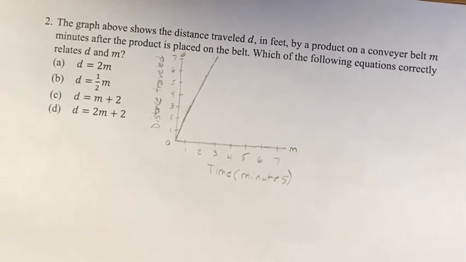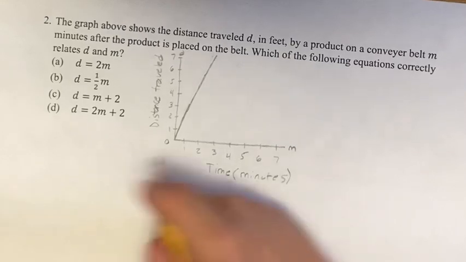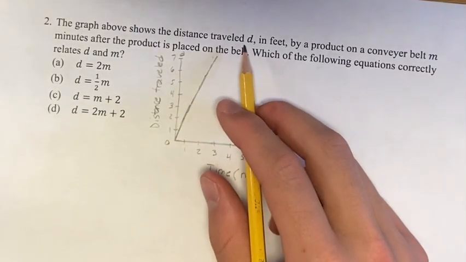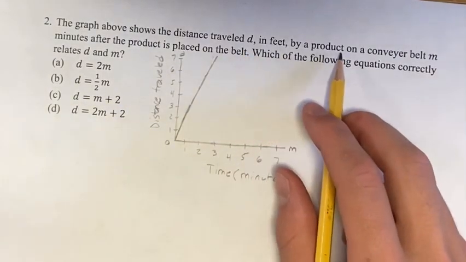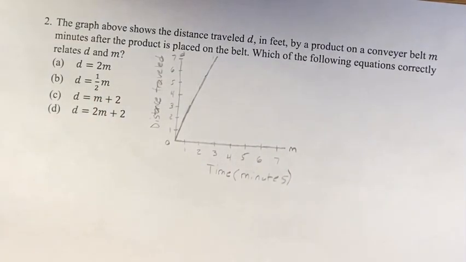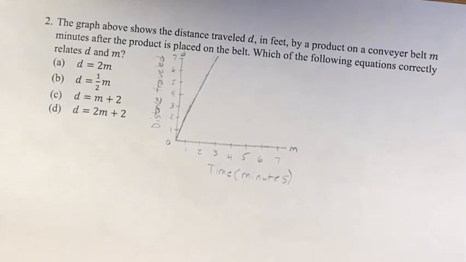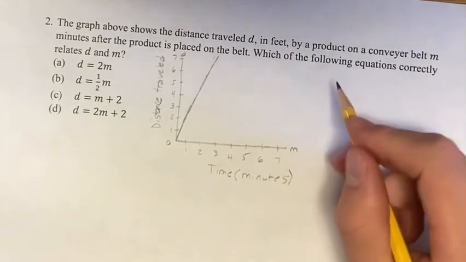In this problem, we are told that the graph shows the distance traveled, d in feet, by a product on a conveyor belt m minutes after the product has been placed on the belt. We're asked to find the equation that relates d and m. So to find the equation of this line, we can use slope-intercept form.